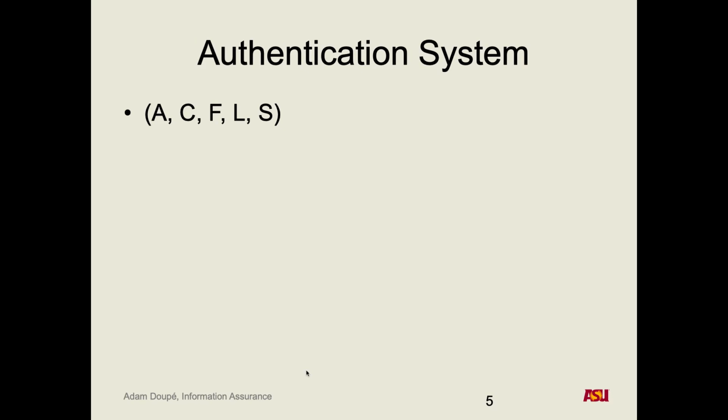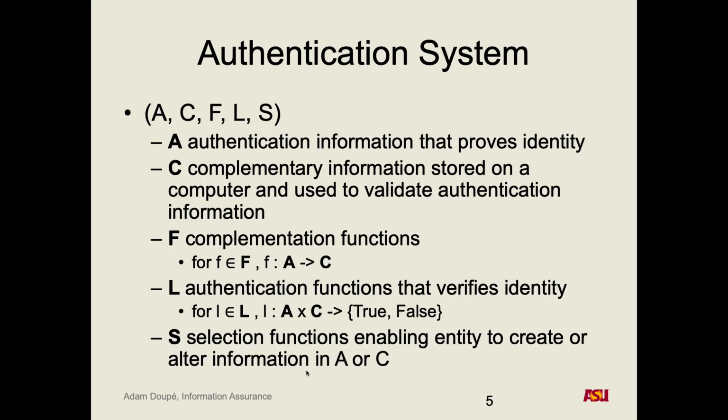we talked about an authentication system as having, we can think of it abstractly as having different types of functions. And so we can think of an authentication system that is trying to map who the user is to their identity in the system. And so we have a number of functions here we can think about. We can have a set of authentication information, a set of complementary information, functions to turn an authentication information into complementary information, and a function that verifies somebody's identity and says, yes, they are who they say they are.